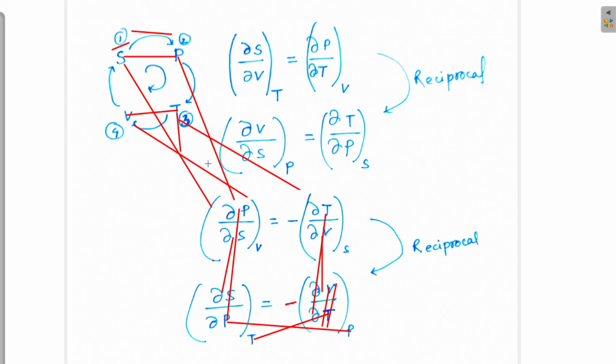Using this trick, we can easily remember the Maxwell thermodynamic relations.